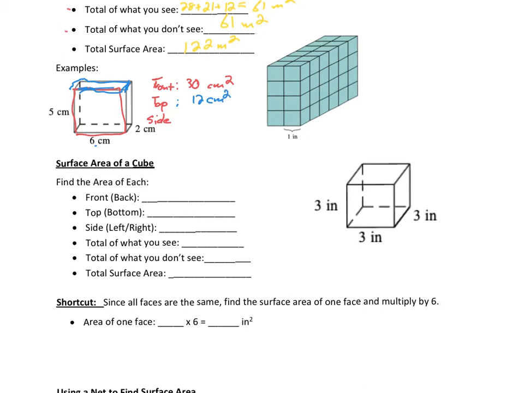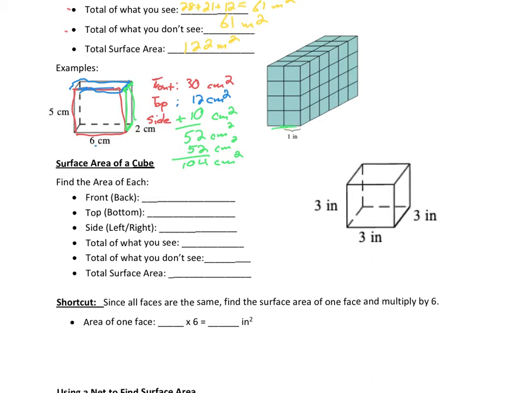And then my side, over here, these are 2 times 5, which is 10. Okay, so we'll add those up. That's what I see. So if I see 52 square centimeters, I don't see 52. So I could add or multiply. My answer is 104 square centimeters.